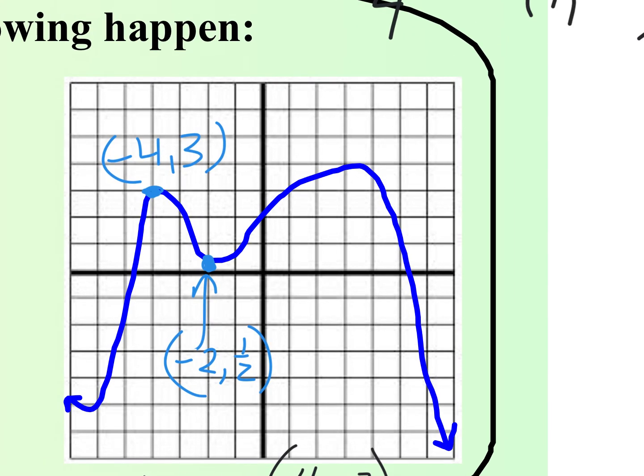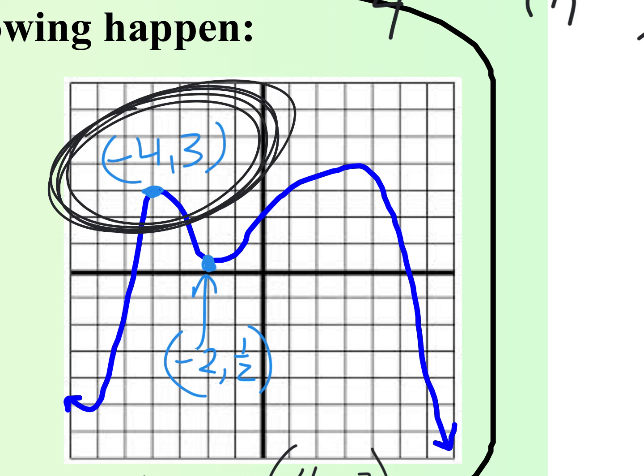So, moral of the story. This spot is locally a maximum, but it's not the absolute max. In fact, we know it's not because there's a spot over here that's higher. That's called a local max. And this one's called an absolute max.